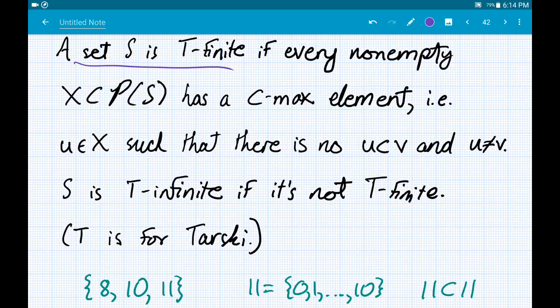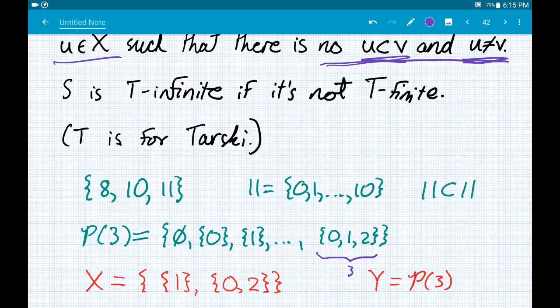Now, what is a submax element? A submax element of x is some element U of x such that there is no other element of x which contains it properly. By contains it properly, I mean contains it and is not equal to it. So that's what a submax element is: it's basically something not contained by anything else. So a set S is T-infinite if it's not T-finite. T stands for Tarski, that famous logician.